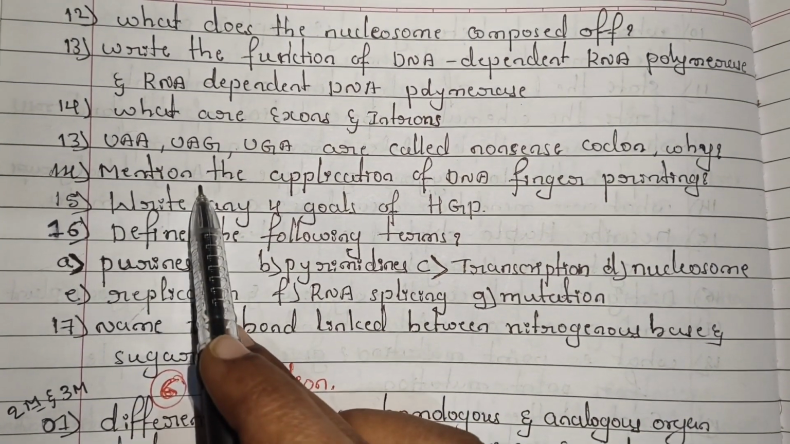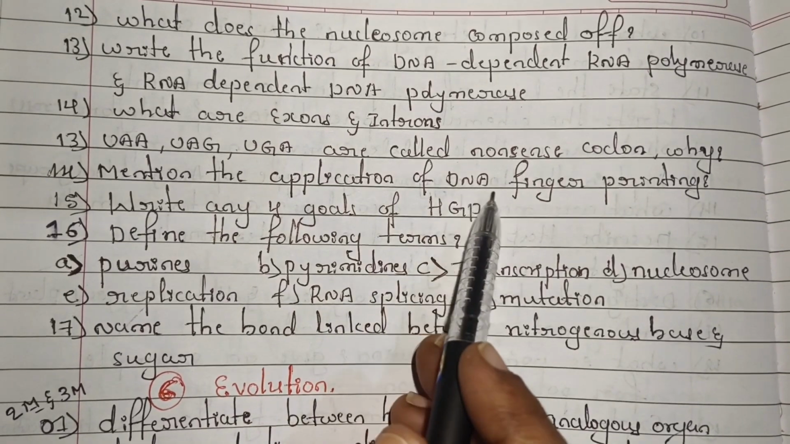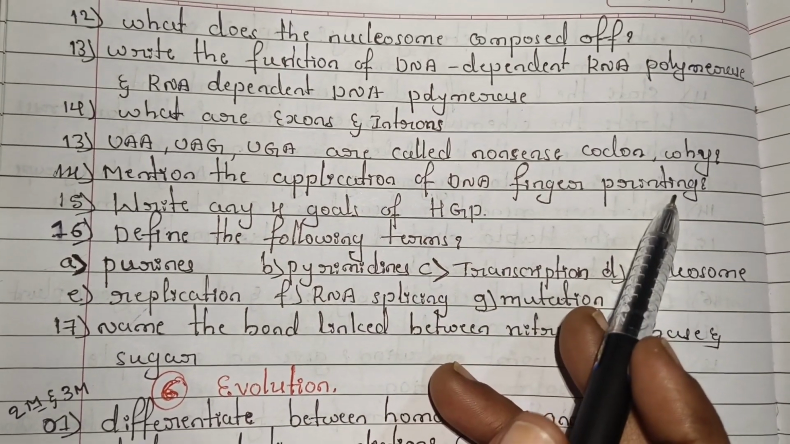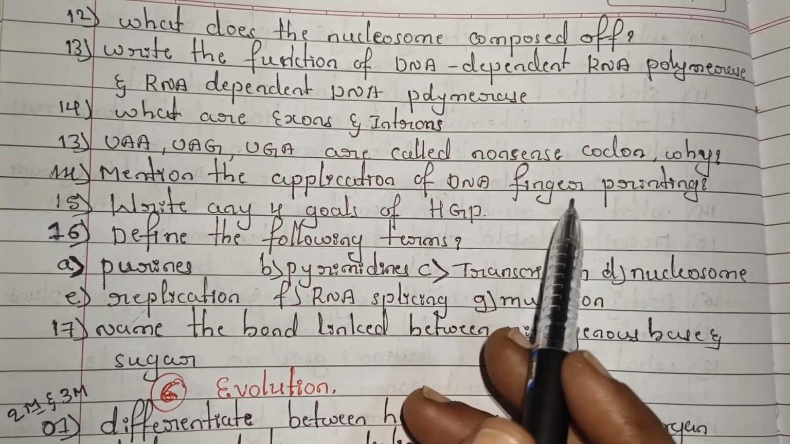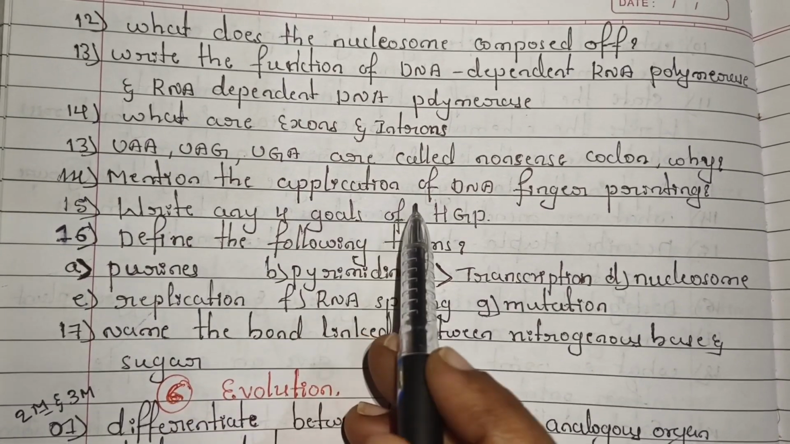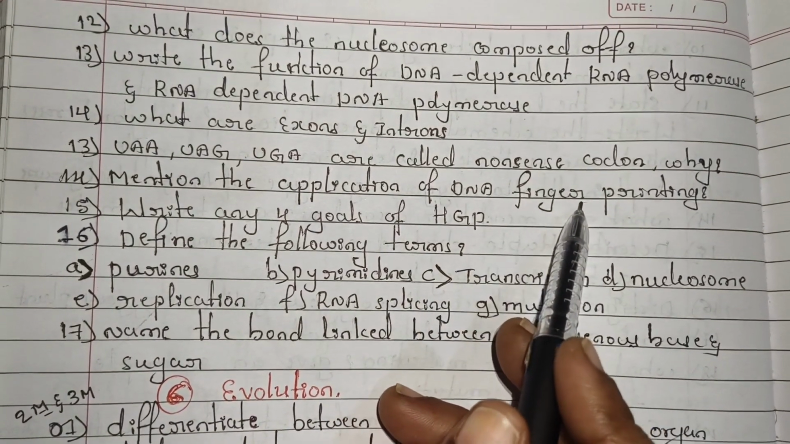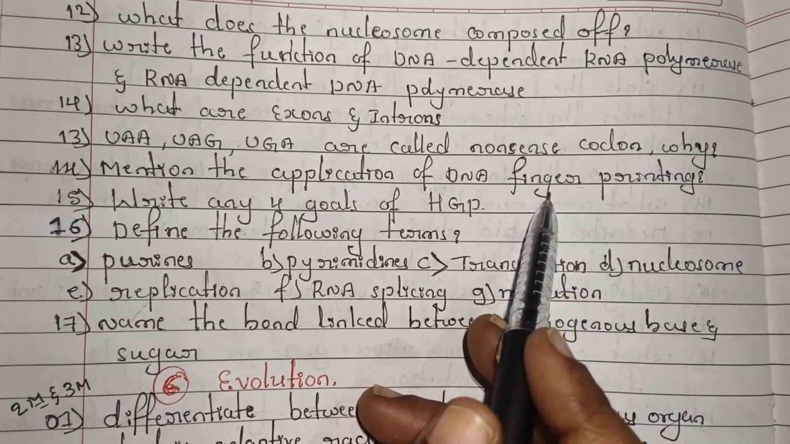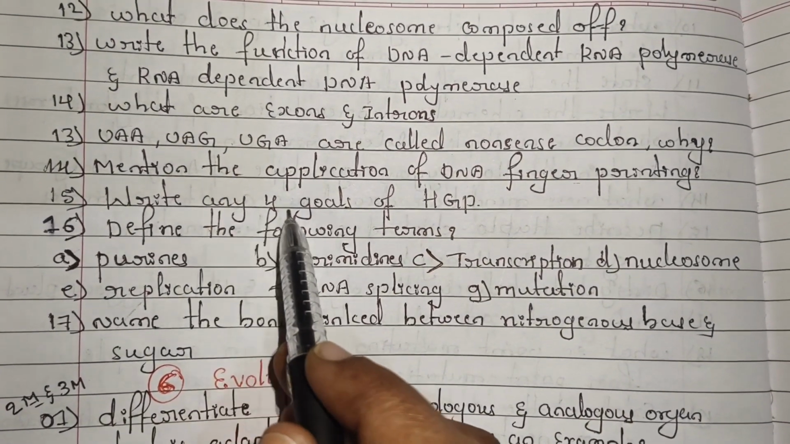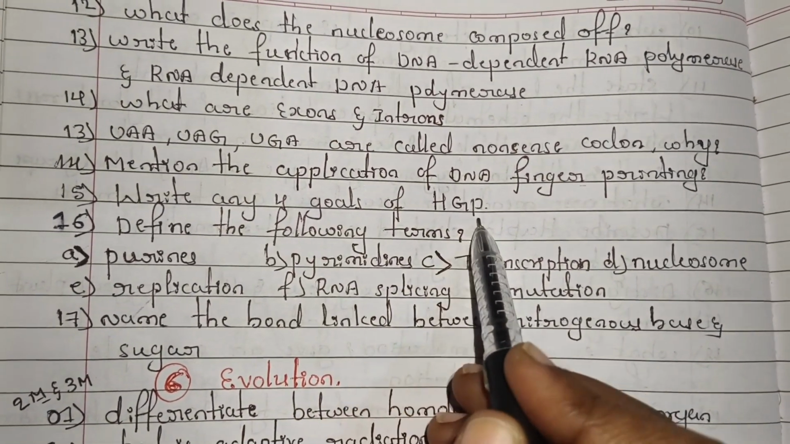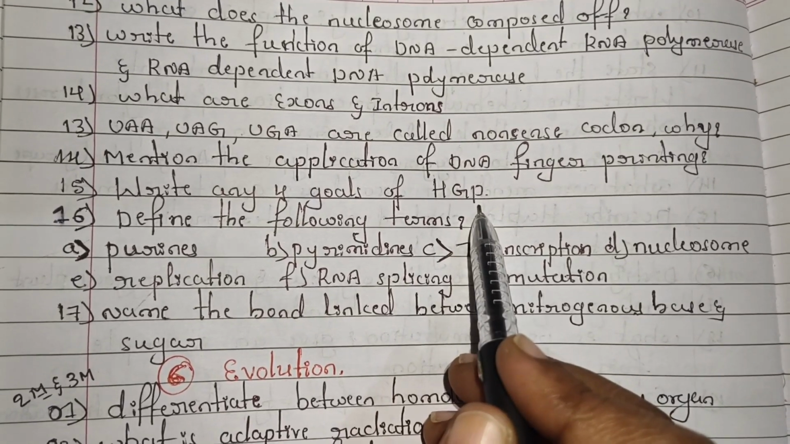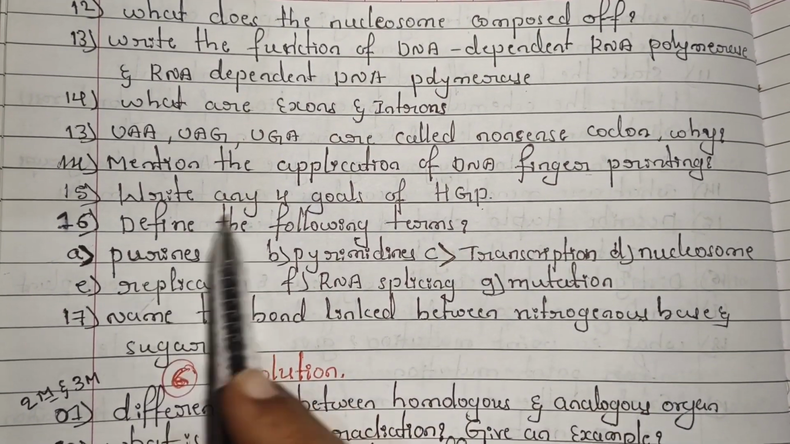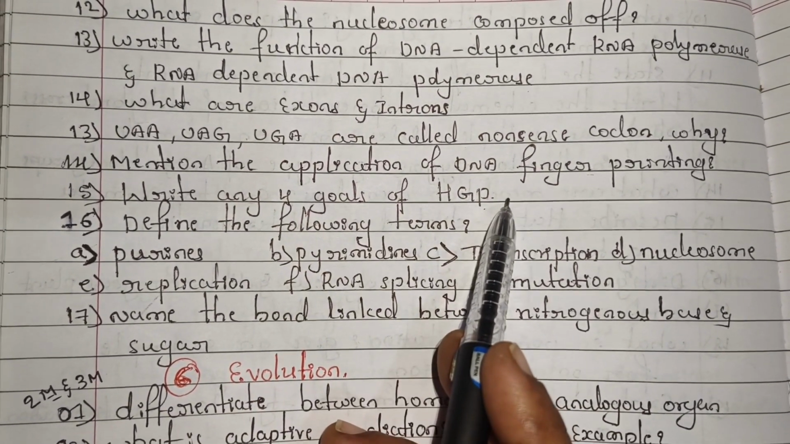And the next, 14th one, is to mention the application of DNA fingerprinting. You have to mention wherever we are using DNA fingerprinting, why it is needed and what the benefits are. Next, 15th one: write any 4 goals of the HGP, the Human Genome Project. So you have to write 4 goals of the Human Genome Project.